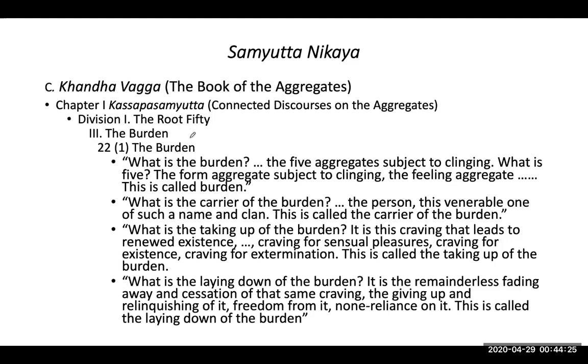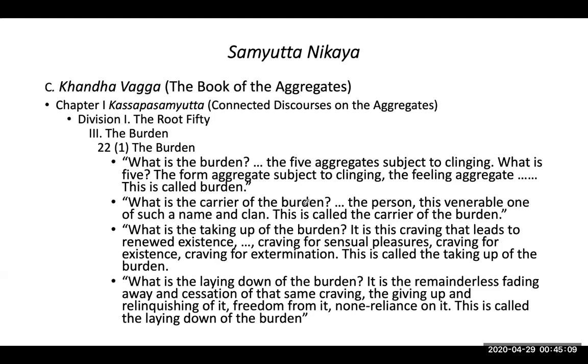I told you that these five aggregates can be the source of burden, suffering. There is one sutra named the Burden Sutra, and the Buddha asked what the burden is. The five aggregates subject to clinging. What are the five? The form aggregate subject to clinging, the feeling aggregate subject to clinging, the perception aggregate subject to clinging, the mental formation aggregate subject to clinging, and the self-awareness aggregate subject to clinging. This is called the burden.